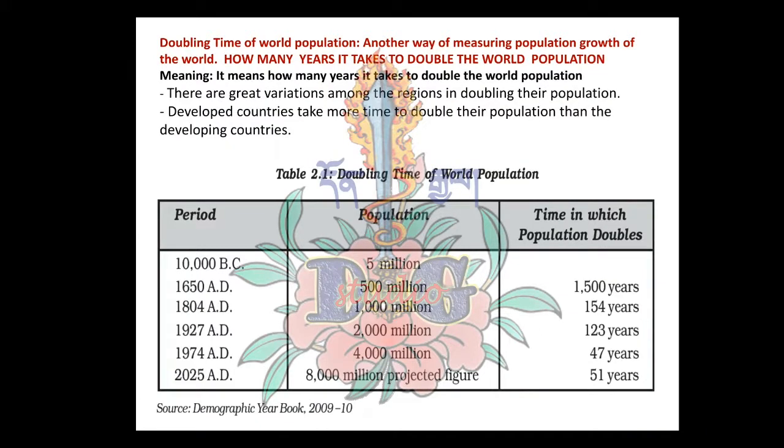Likewise, from 1804 to 1927, the world population doubles from 1000 to 2000 million. How many years does it take? 123 years. Likewise, 1927 to 1974, 2000 million to 4000 million. By looking at the table, what can we understand? The number of years it takes to double the world population is decreasing. So this is another way of describing the growth of population of the world.